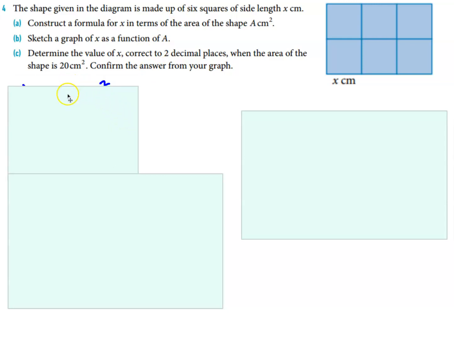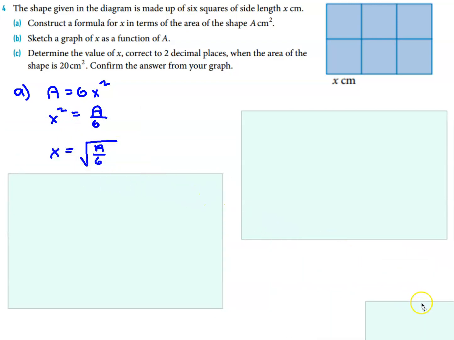Okay, so to start with, let's write the equation where x is a function of a, because that's pretty straightforward. Each of those squares has an area of x squared, and there's 6 of them. So the area equals 6 times x squared. And now we just have to make x the subject. So divide both sides by 6 and take the square root, and x equals square root of a on 6.